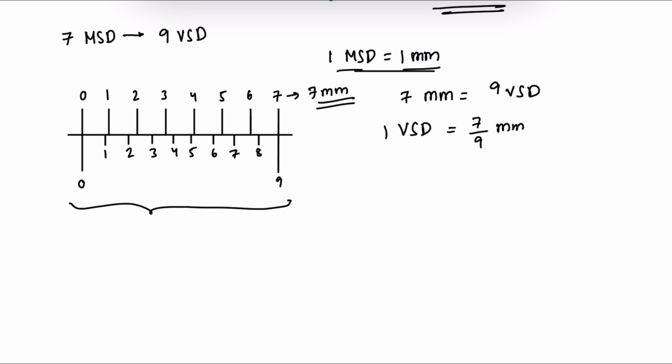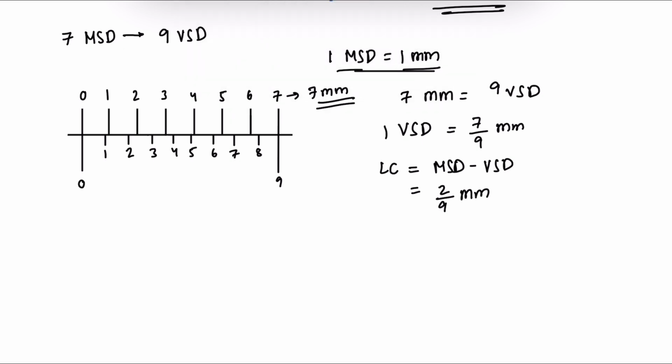And when we're finding the least count according to this, which isn't really the least count, so I can't really call it that. But anyway, this is the MSD minus the VSD. And then that would be 2 over 9 millimeters. According to what we got, 2 over 9 is the least count. However, that's not true, and you'll see why also. So, 2 over 9 millimeters.